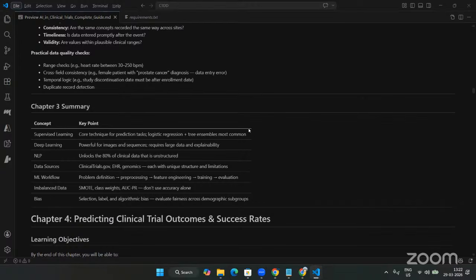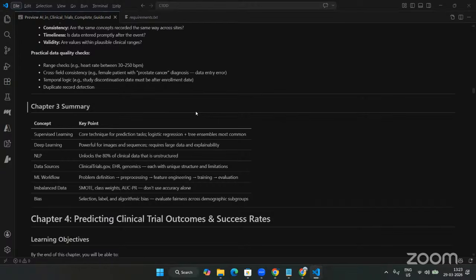Data sources: clinicaltrials.gov, EHR, genomics, each with unique structure and limitations. Then the ML workflow: problem definition, pre-processing, feature engineering, training, and evaluation. Then imbalance: use smart class weights and AUCPR, and don't use accuracy alone. Bias: selection bias, label bias, algorithmic bias; evaluate fairness across demographics and subgroups. So this is the summary of chapter 3.